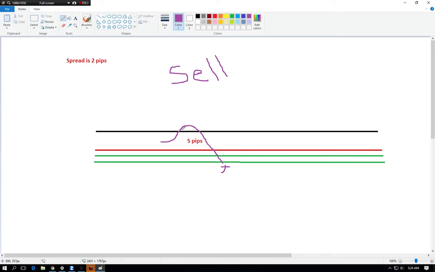So on a sell, you don't actually start off in the hole as much, but you don't close until you're 2 pips below what your actual entry was, or your target goal. So if you're taking 10 pips, you need 12 to close the order.